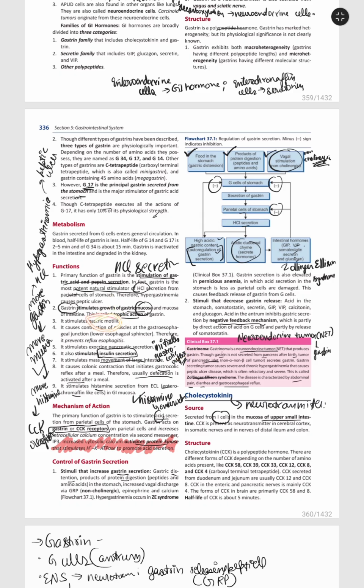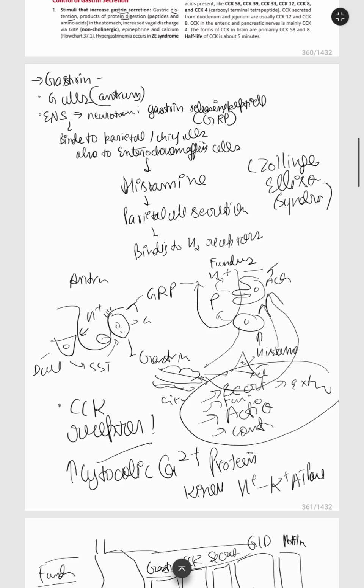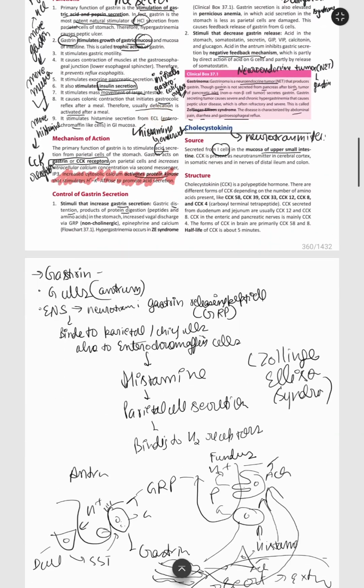It causes gastric motility, and it also stimulates insulin secretion. Gastrin stimulates insulin secretion and motility. It causes colonic contraction and initiates the gastrocolic reflex after a meal. It also stimulates histamine secretion from enterochromaffin-like cells.